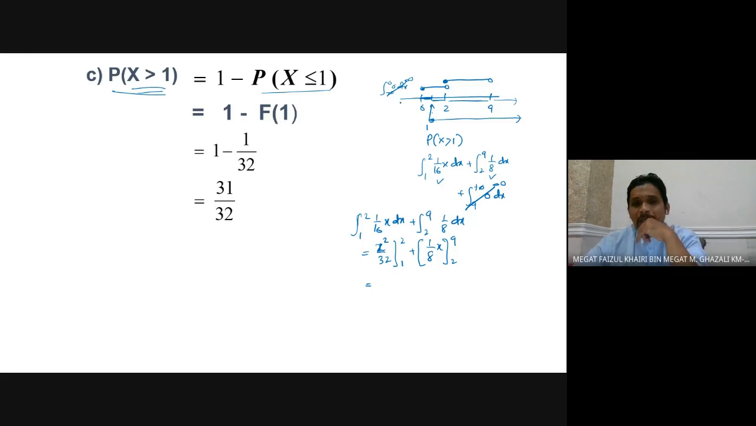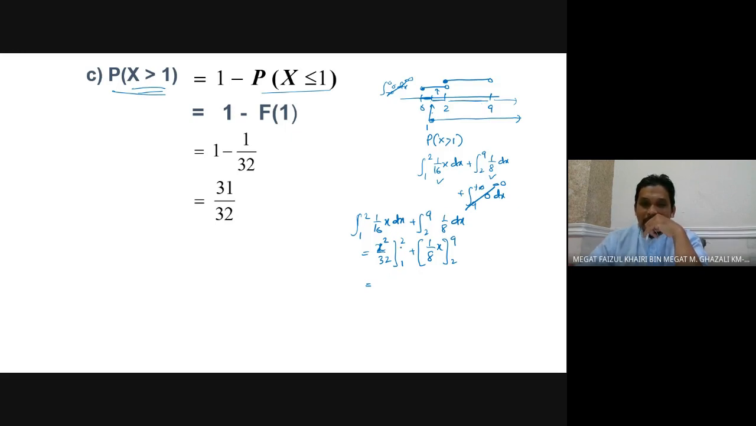Okay, class. We must use the function that lies in the domain. Kita gunakan fungsi yang berada dalam domain tersebut. We use the function that lies in the domain. So from 1 until 2 is for the function of 1 over 16x. From 2 until 9 is a function of 1 over 8.